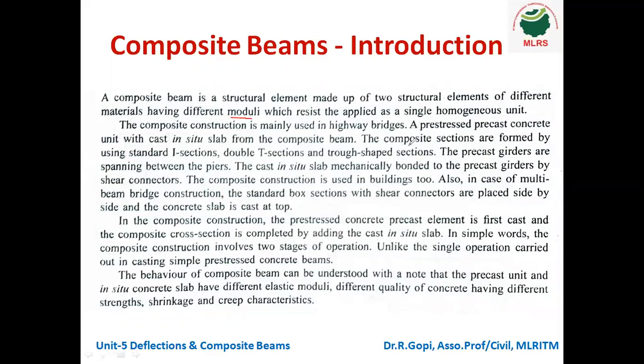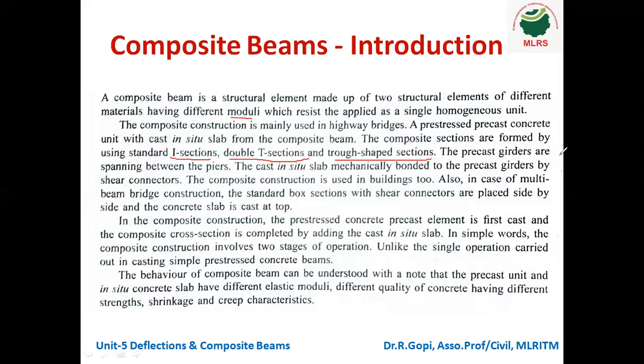A prestressed precast concrete unit with the cast in situ slab forms the composite beams. The composite sections are formed by using standard I sections, double T sections, and trough shaped sections. In Hyderabad Metro Railways, they used these trough shaped sections. I will show the picture, a schematic diagram of trough shaped sections. For smaller spans, I sections and double T sections are used.